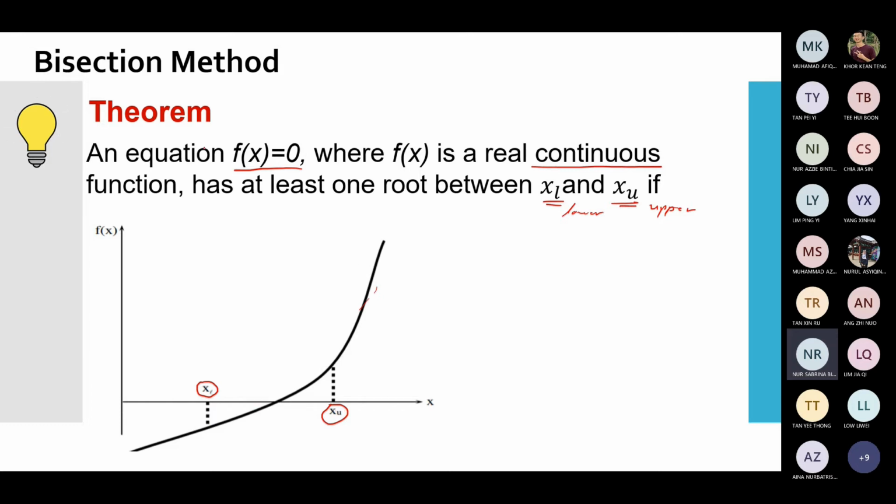Usually when we pick these two values, we substitute them into the function, and we multiply the two function values after substituting the lower boundary and upper boundary. If the direction is changed, which means it gives you a negative value, that means there is a root between these two points. Just remember that it's very, very important. It has to fulfill this first condition.